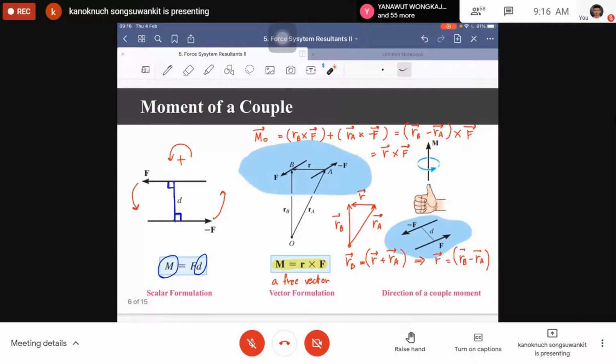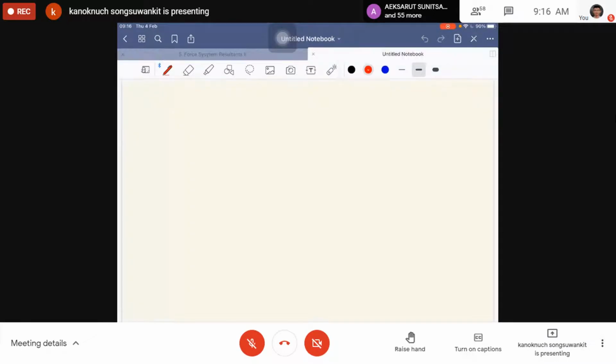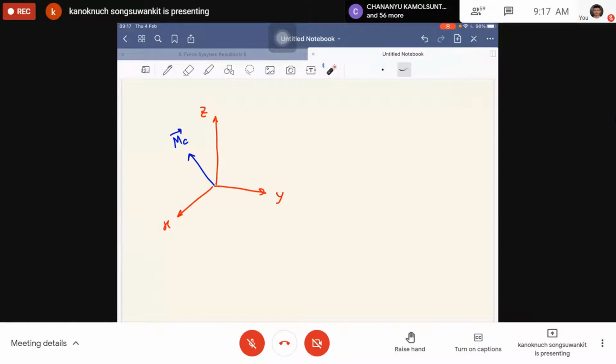So it is a free vector. It means that we can move the couple moment anywhere in space. For example, we have this space x, y, z, and have one couple moment Mc. We can move this couple moment anywhere in space while it maintains its magnitude and direction. Its unit vector must be the same.